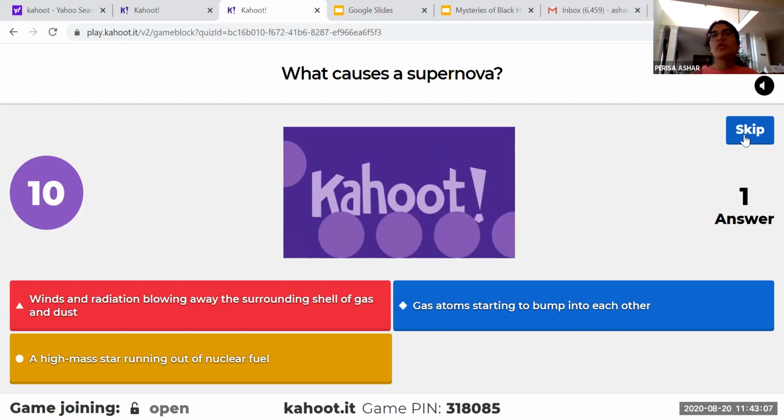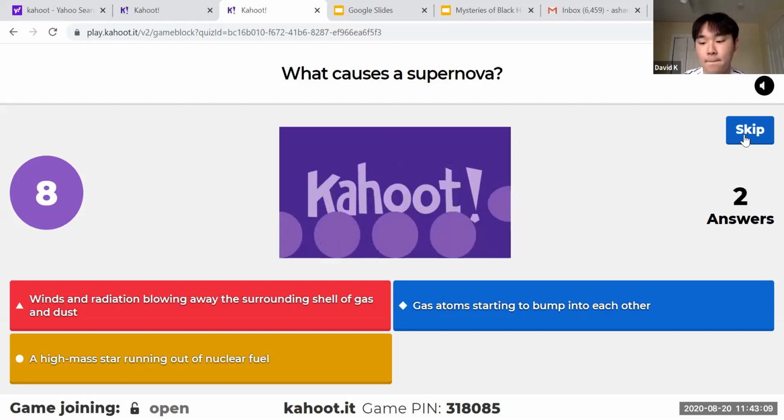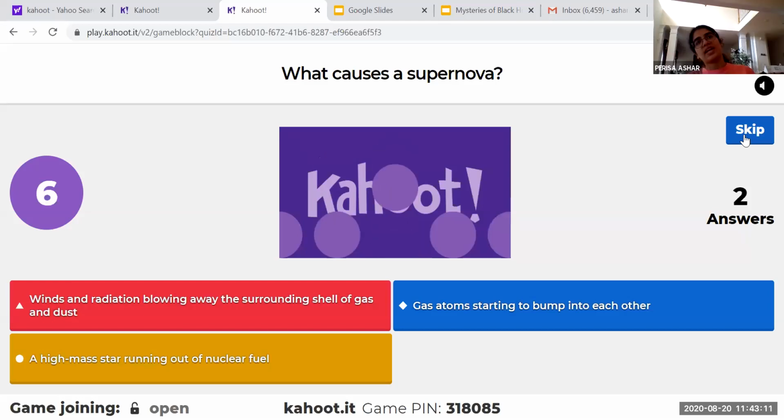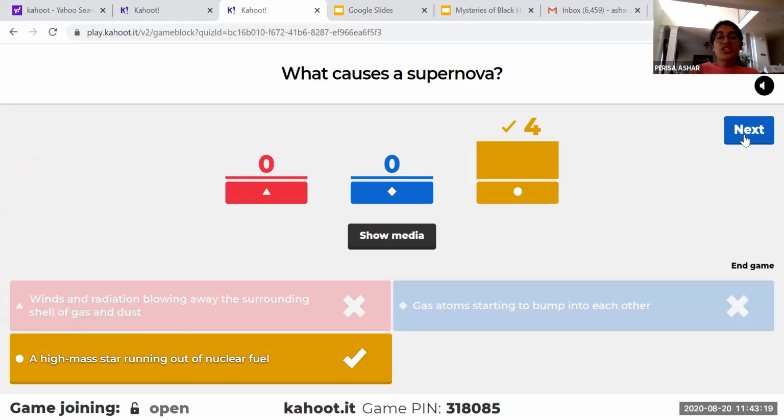Think about when a supernova occurs. I mentioned this in the diagram of the last slide. Does it occur with low mass or high mass stars? When you know that, think about what will occur. So good job, everyone. Yes, a supernova occurs when a high mass star is running out of nuclear fuel, right?